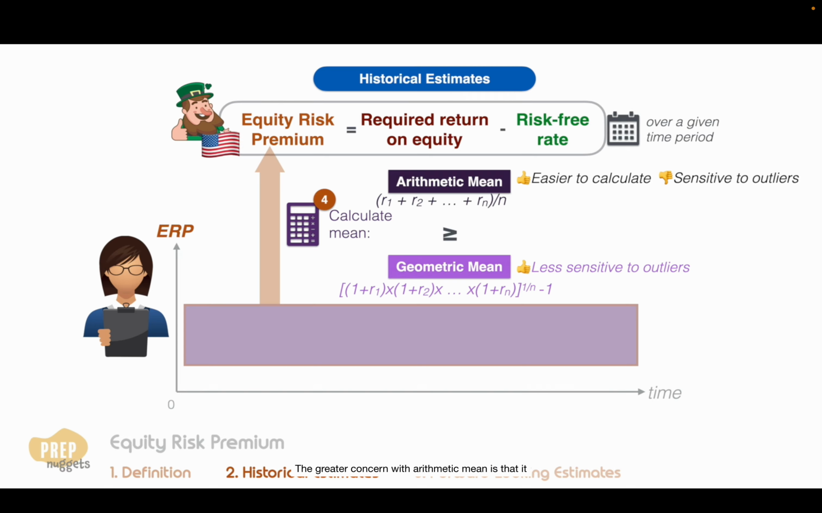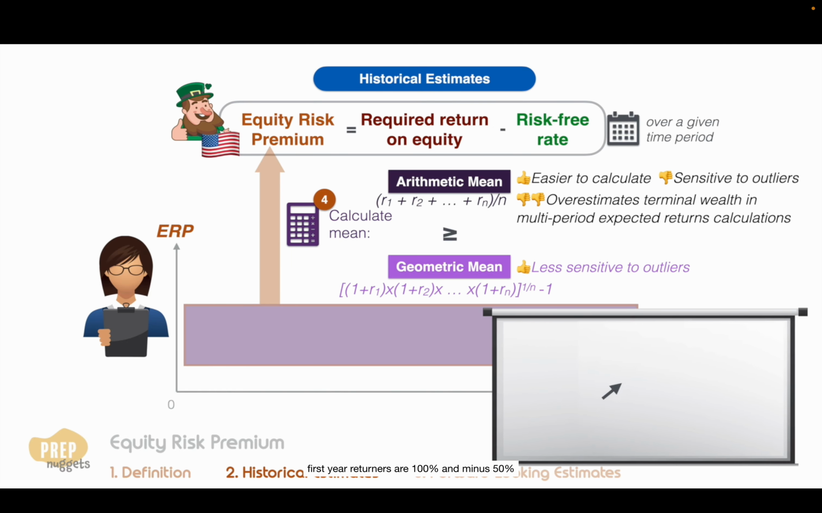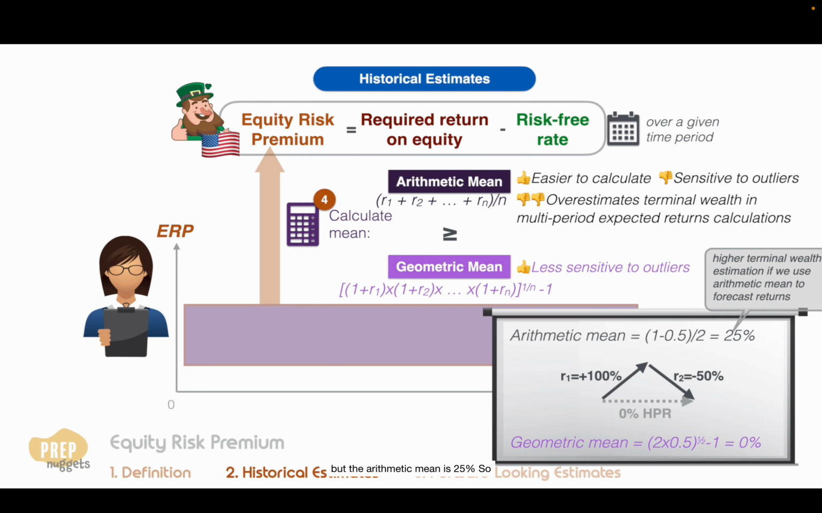The greater concern with arithmetic mean is that it overestimates terminal wealth in multi-period expected returns calculations. For example, if the first year return is 100% and minus 50% in the second, the holding period return is 0% for the 2 years. The geometric mean will correctly reflect this, but the arithmetic mean is 25%. So if we use arithmetic mean to estimate returns, we may get higher terminal wealth estimation.